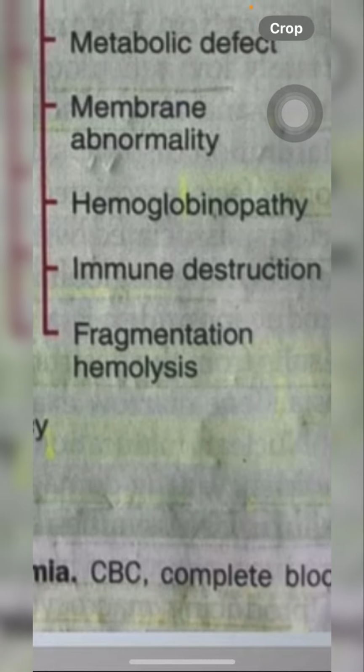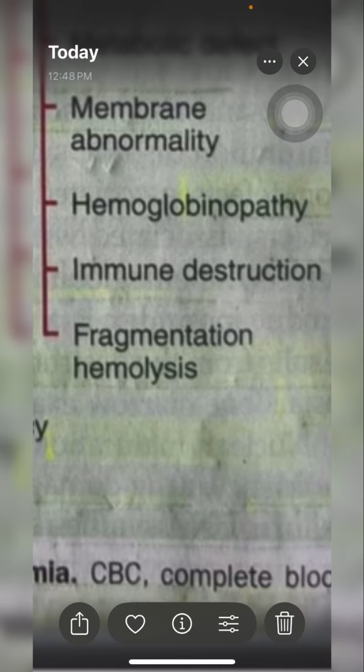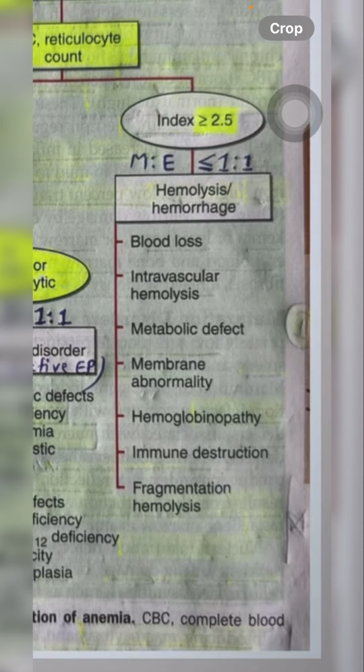Immune destruction resulting in hemolysis, again immune mediated hemolysis, autoimmune hemolytic anemia can also present with this picture, and fragmentation hemolysis can also result in anemia with retic count increased.